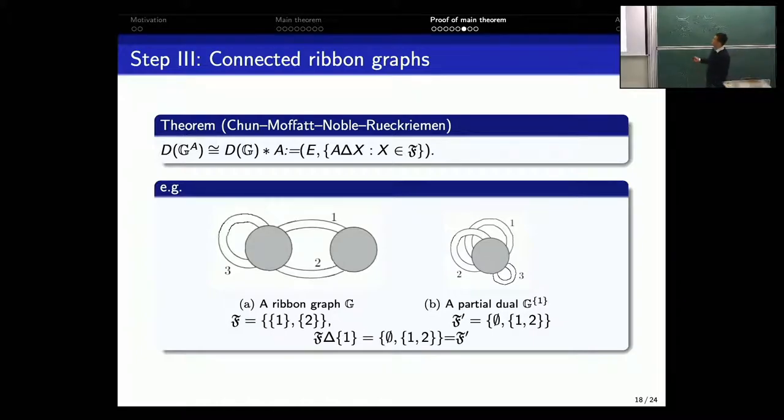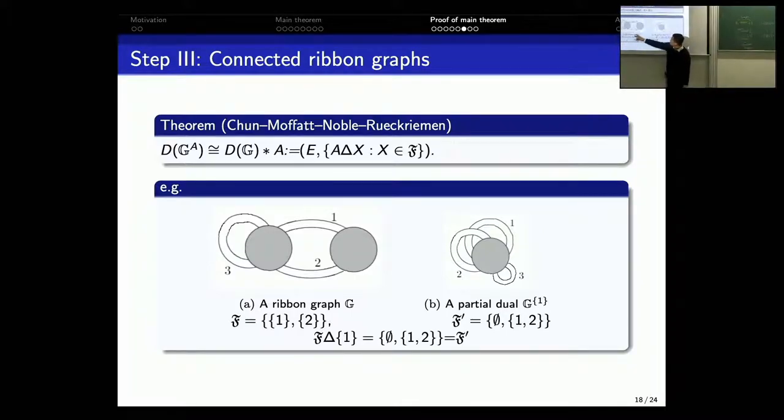There is another theorem that relates a partial dual with the operation called twisting. That star means twisting. So we can track how a delta matroid changes when we apply a partial dual. Let me give an example. There are two quasi-trees here. We can pick one or we can pick two. If I apply a partial dual to one, I can obtain this ribbon graph. And there are two quasi-trees.